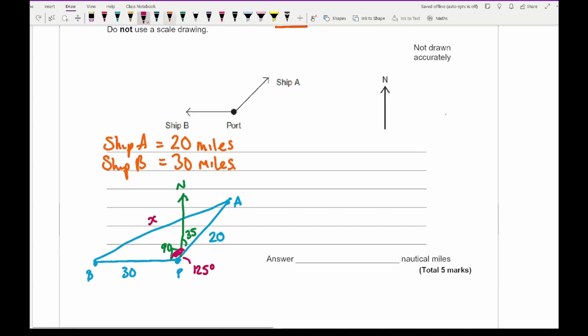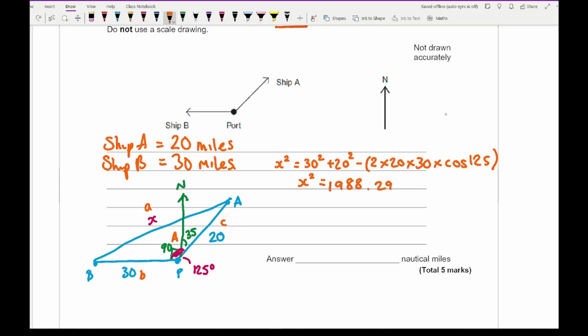So therefore I'm going to use the cosine rule. Labeling this up, I've got A, capital A, B and C. So here I've got x squared equals 30 squared plus 20 squared minus 2 times 20 times 30 times cos 125. And if I type that all into my calculator, I get an x squared value of 1988.29 and so on, and then square root that answer, and I get an answer of 44.6. So here I can write 44.6, and that's been rounded to 1 decimal place.